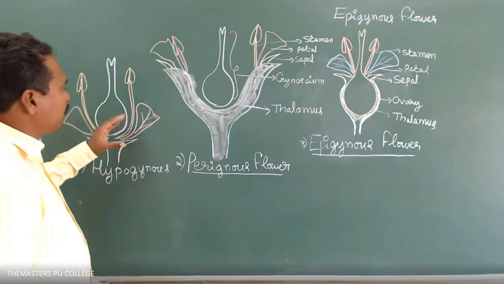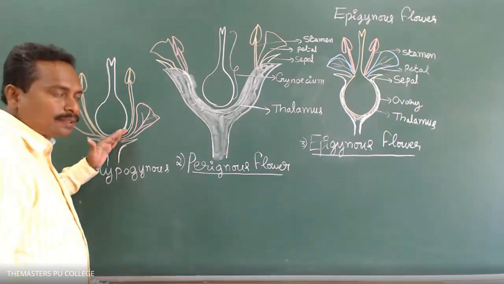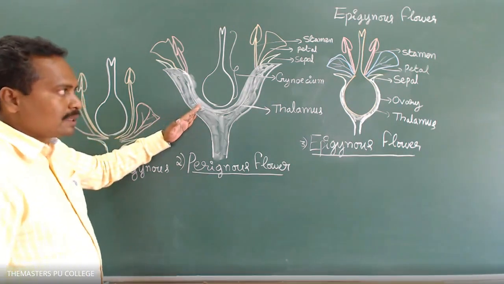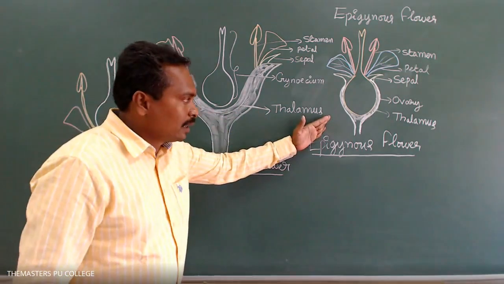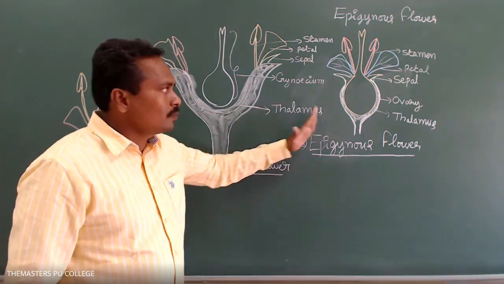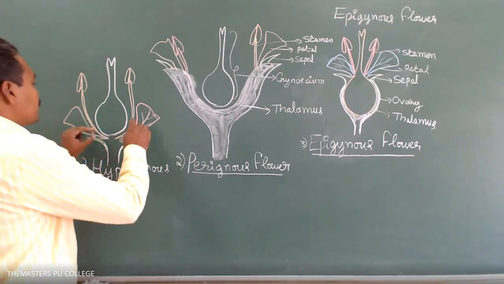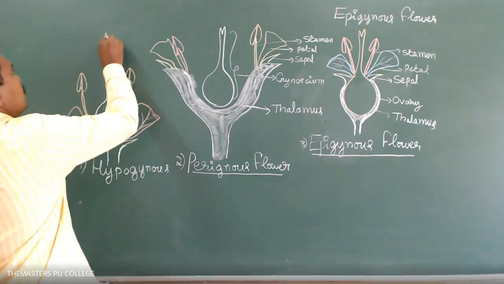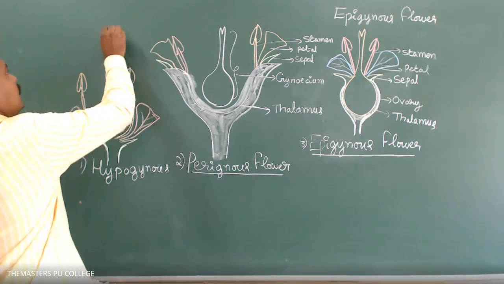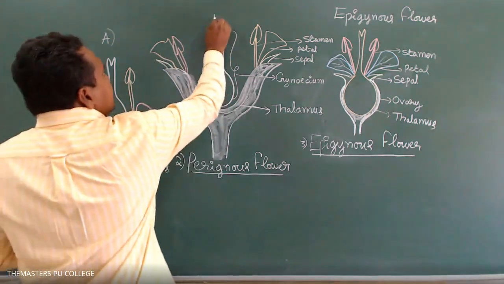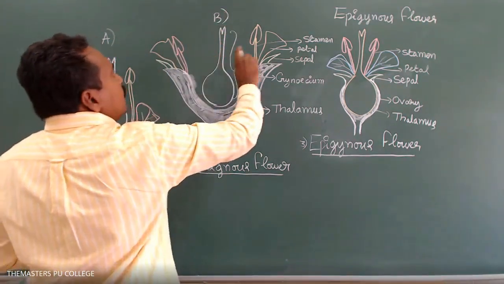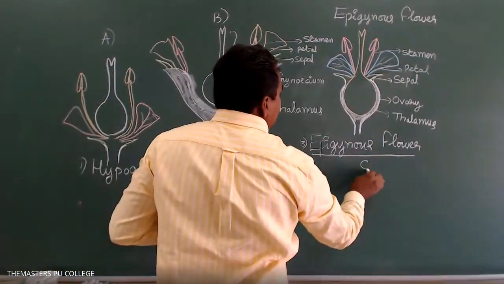So this is a diagrammatic representation of hypogynous flowers, the second one is perigynous flowers, and the third one is epigynous flowers. Suppose this hypogynous flower is denoted as A, this flower is denoted as B, and this is C.